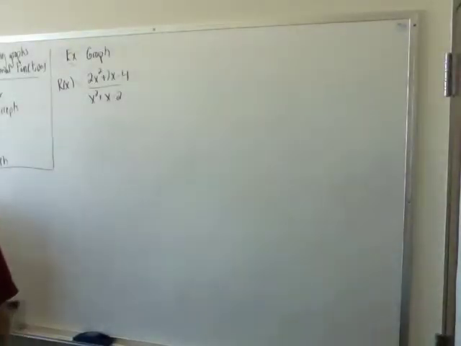Right? So how do we put it all together? How do we sketch a rational function? Number one, we factor. Number two, find the intercepts, x and y. Number three, vertical asymptotes. Number four, horizontal asymptotes. Number five, sketch it up, okay?